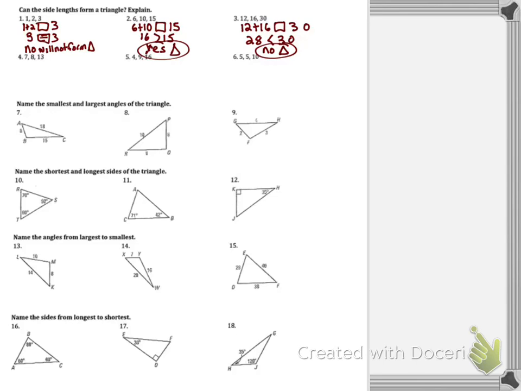Down here, we have another set. I'm going to change my color so they don't bleed together. Again, we see that 13 plus 8 is greater than 7, and 13 plus 7 is greater than 8, but is 7 plus 8 going to be greater than 13? We see that 7 plus 8 is 15, which is indeed greater than 13. So yes, it does form a triangle.